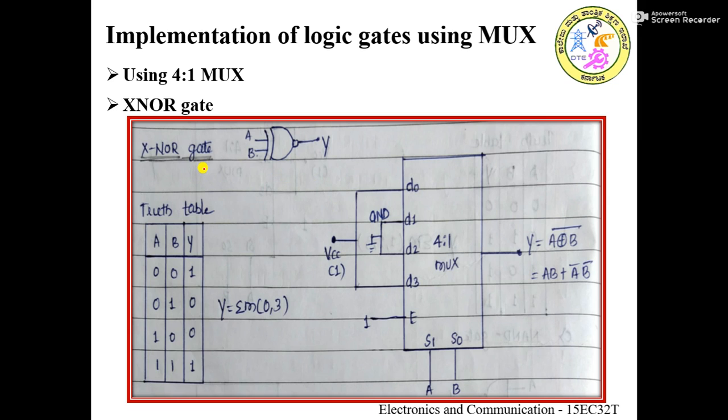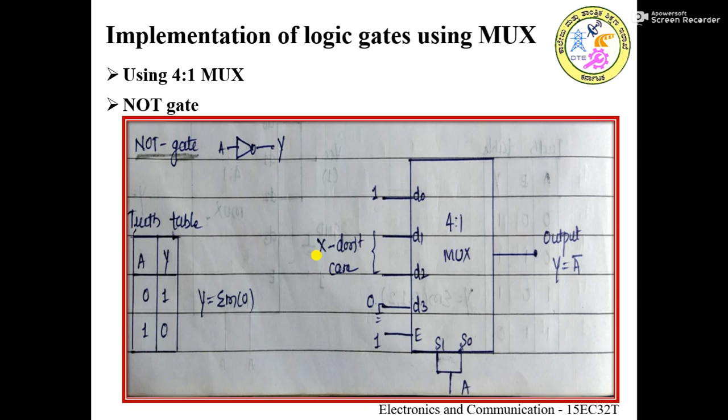XOR is 1 whenever both inputs are the same, that is, whenever both are 0 0 or whenever both are 1 1, the output is 1. For other cases it is 0. Here the inputs are mapped with the select lines and the outputs are mapped with the inputs of the 4:1 mux. You can verify the functionality as per the truth table.